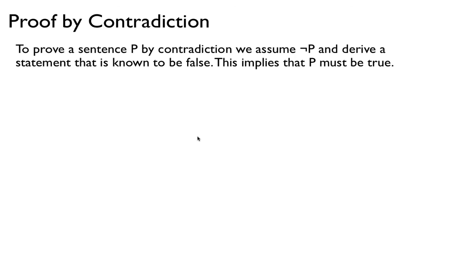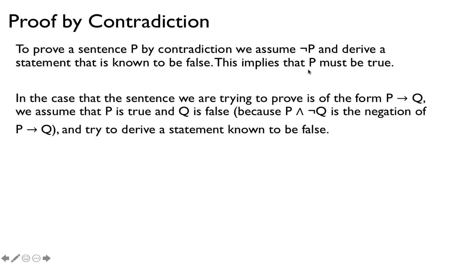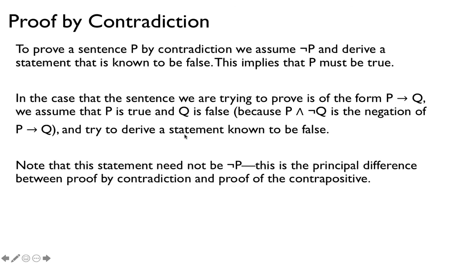And finally, the last technique is called proof by contradiction. To prove a sentence P by contradiction, we assume not P and derive some kind of contradiction to a statement that is false, and this implies that P must be true. So suppose we try to prove P implies Q. Then we assume P, and then we assume the negation of Q. In other words, we assume that Q is false, and then we try to get a contradiction. If we get the contradiction, then we have proven the original statement.